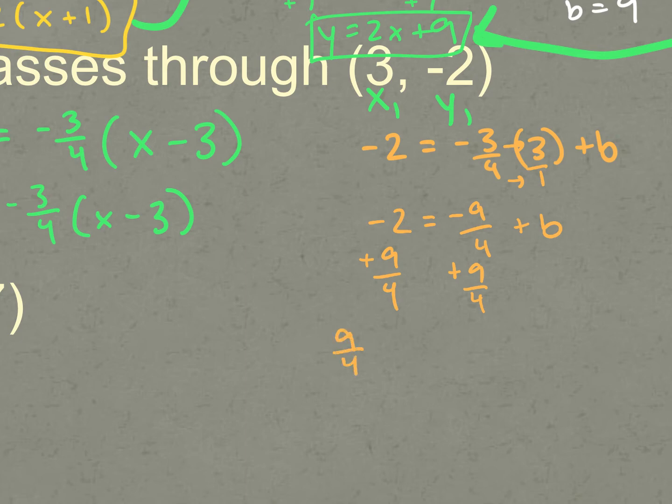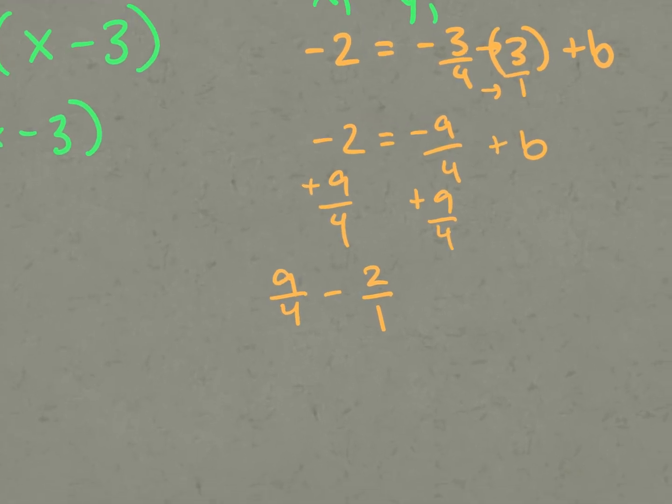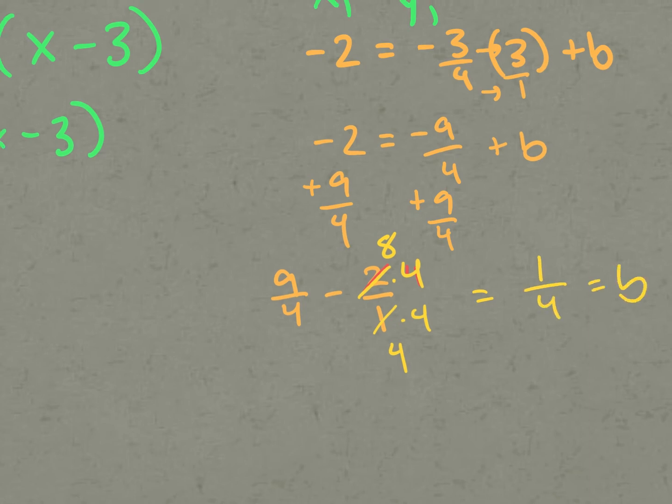So I have 9 over 4 minus 2. How do I subtract these? What do I need in order to subtract fractions? Common denominator. So I can make this 2 over 1. And then how can I make them have a common denominator? Multiply by 4 over 4. So that would make this 8 over 4. So 9 minus 8 is? 1 fourth. So b is 1 fourth.